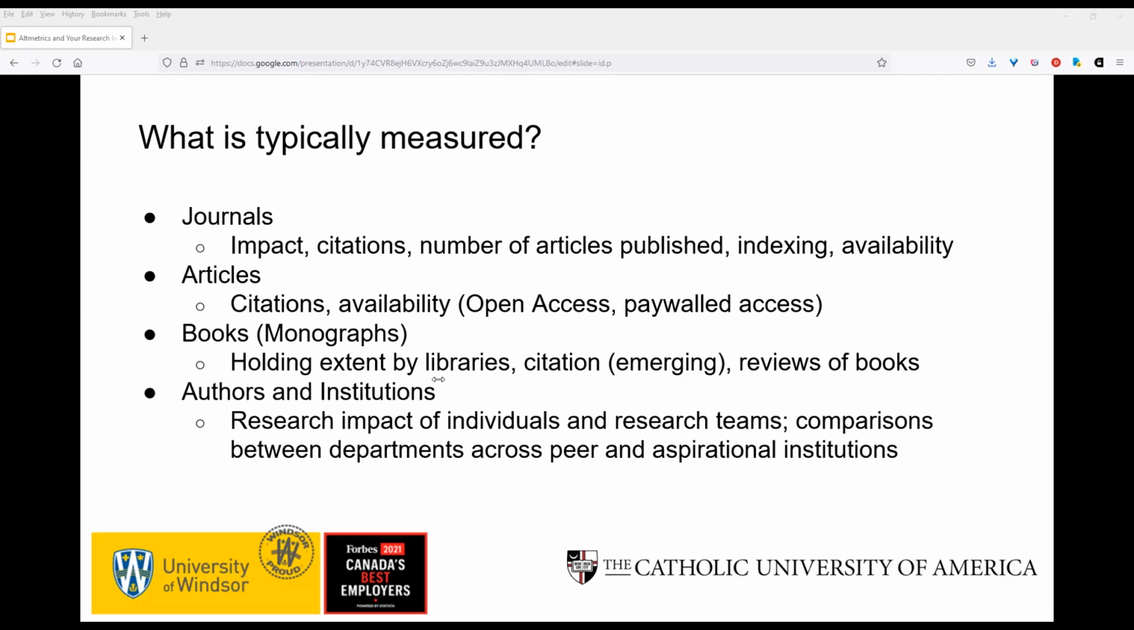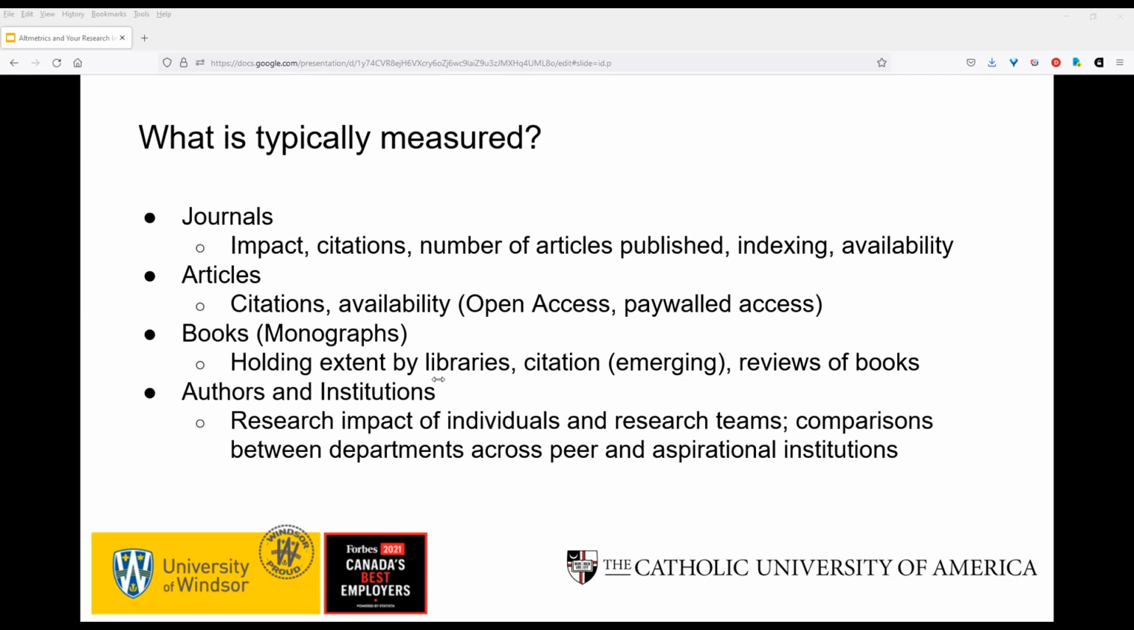To a certain degree, this includes articles as well: the number of citations, how often an article is cited, and the question of availability, whether it's open access or paywall access. Keep in mind, studies show that articles published in open access journals have higher citation numbers than paywall articles. So it's always something to keep in mind.